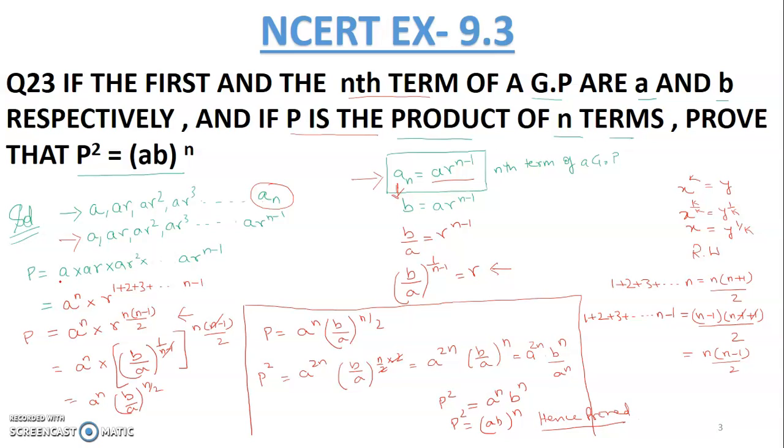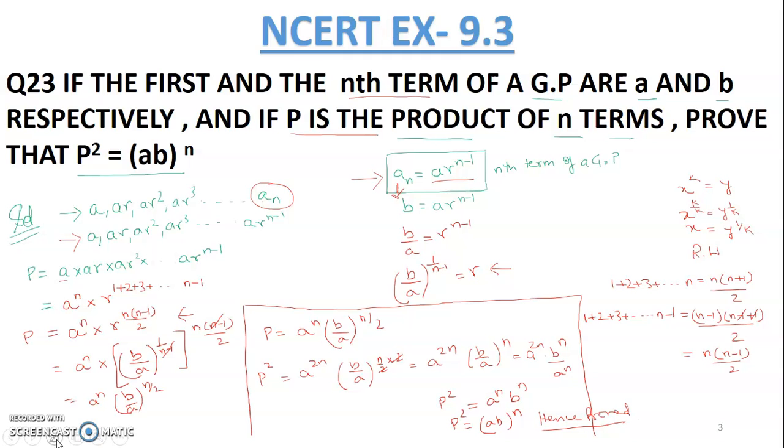Now see, when it is multiplication and the base is the same, the powers will be added: 1 plus 2 plus 3 plus 4 plus 5, continue till n. So I am writing a raised to the power n, into r raised to the power 1 plus 2 plus 3 plus 4, continue till where? n minus 1.